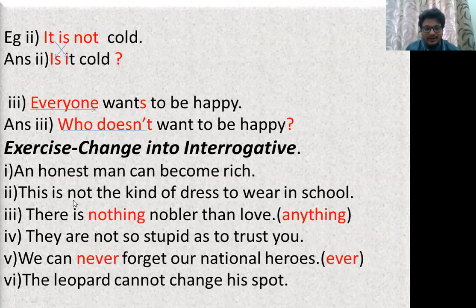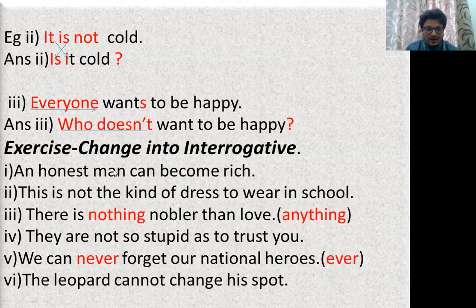Now we'll see the exercise of converting an assertive sentence into interrogative. An honest man can become rich. Now again, we have to remember the rule. We have to bring the helping verb at the beginning of the sentence. The helping verb is given to us in this statement, that is can. Bring it at the beginning of the sentence, can. Then we have to see whether this statement is given to us in positive or in negative. This statement is in positive. So we have to bring not after the helping verb, which is going to be placed after the helping verb.